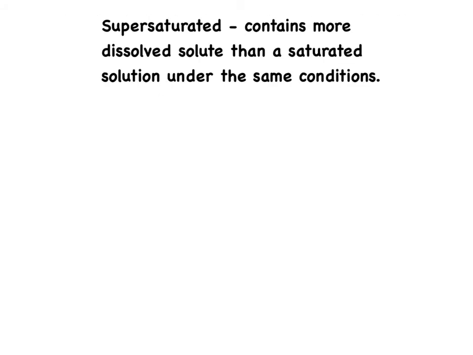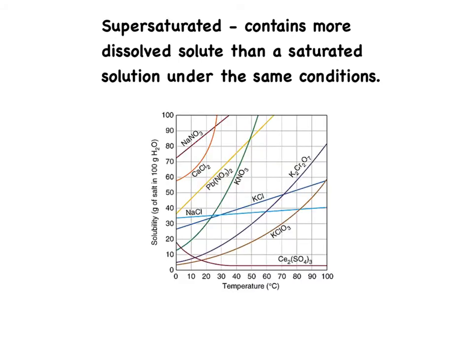A supersaturated solution contains more dissolved solute than a saturated solution would under the same conditions. In other words, a supersaturated solution is going to contain more dissolved solute than theoretically should be possible. For example, we'll take a look at our same example as we used before. At 10 degrees Celsius, the saturation of sodium nitrate would be 80 grams in 100 grams of water. Well, if we were at 10 degrees Celsius and we managed to get 100 grams of sodium nitrate dissolved in that 100 grams of water, then we would have a supersaturated solution.